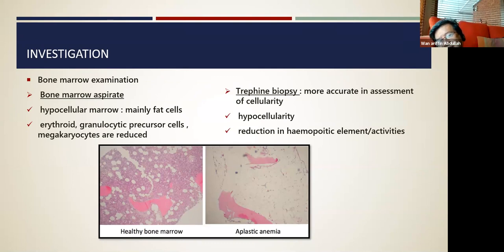So we usually just do both. Usually it's done both routinely, whether it is leukemia or aplastic anemia. But in aplastic anemia, trephine is more important. In leukemia, bone marrow aspiration is more important. You cannot diagnose aplastic anemia without doing the trephine. Understood. Thank you, doctor.